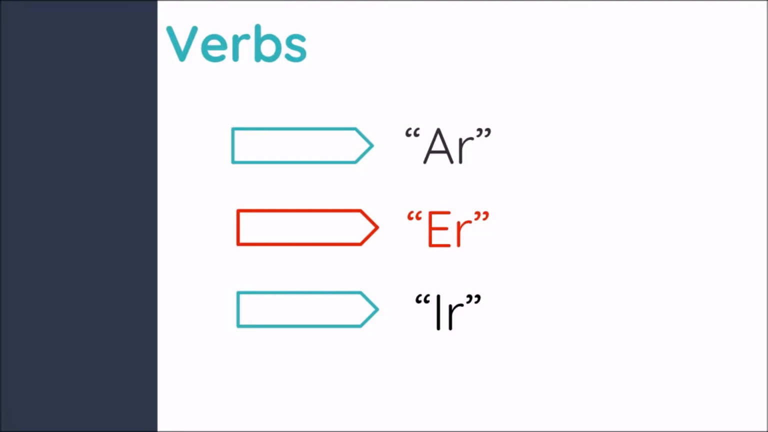Now, as you also recall, to be a verb, a word must have an ER, AR, or IR on the end. In this category is going to be ER. The model verb today is going to be comer, which means to eat. Comer, obviously, is a very important verb because who doesn't like eating? So let's learn how to conjugate it.